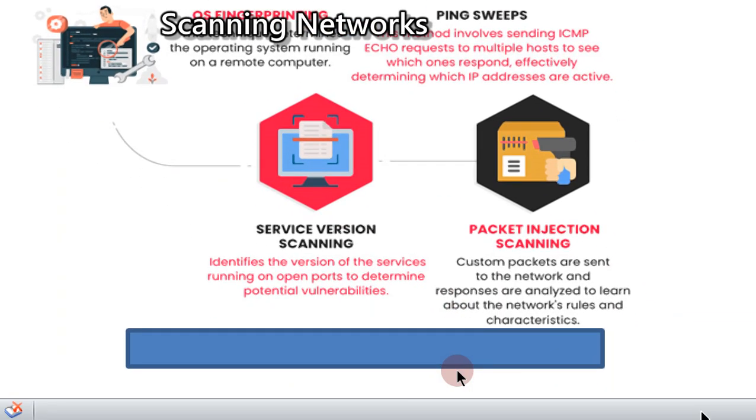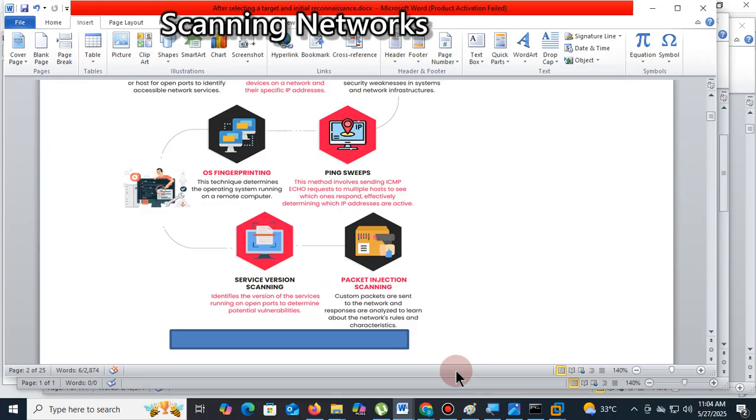In packet injection scanning, sometimes the target computer does not allow the scanning. So then we create a customized packet. We craft, meaning the packets are modified. The modified packets are sent to the target. Then the target gets confused and reveals the information. These are the types of scanning. Understand?